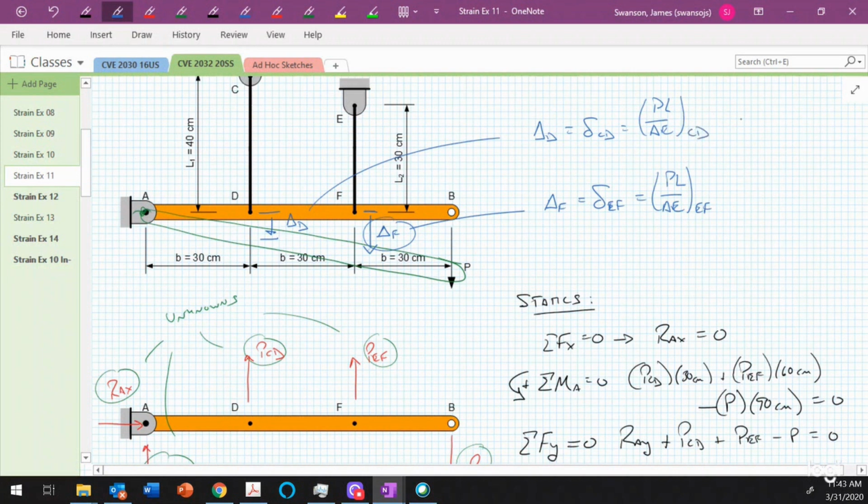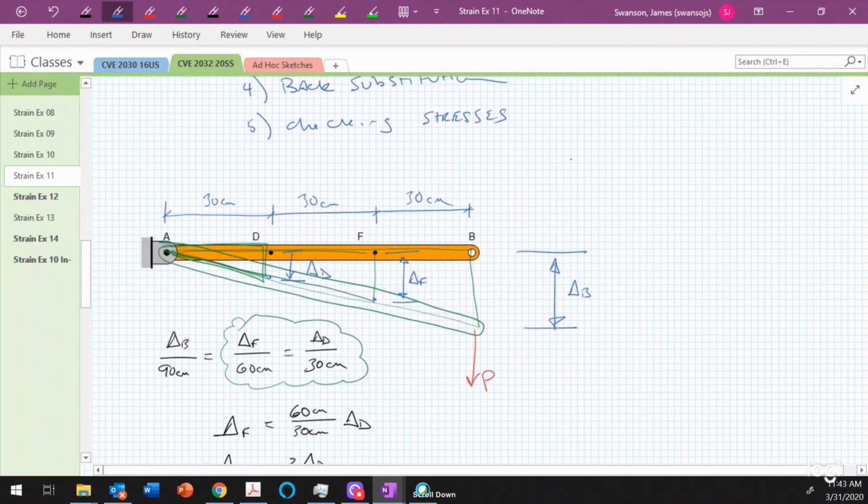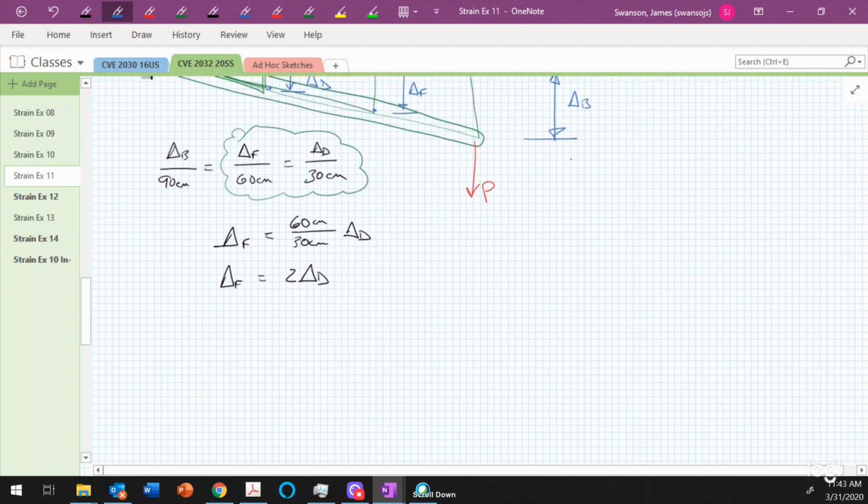So these are the constitutive relationships, and what I'll do is I'll bring those down to where we were working a minute ago. So we have delta F, that's equal to PL over AE for wire EF. And then we have 2 times delta sub D, which is PL over AE for wire CD.